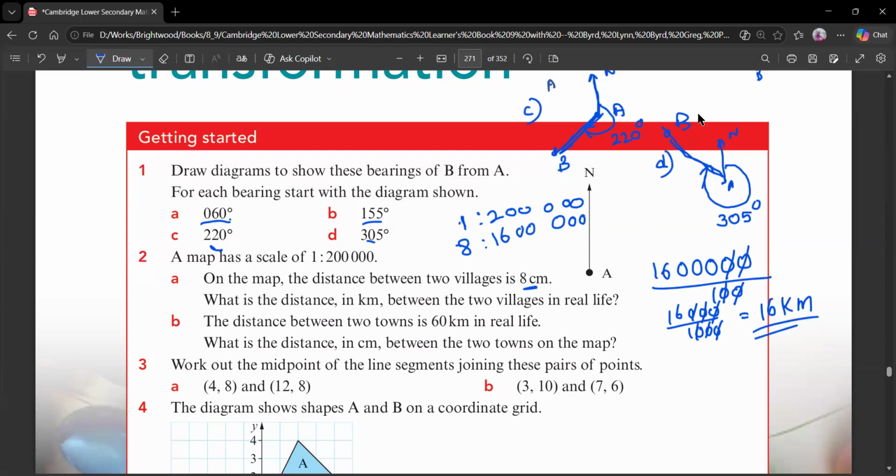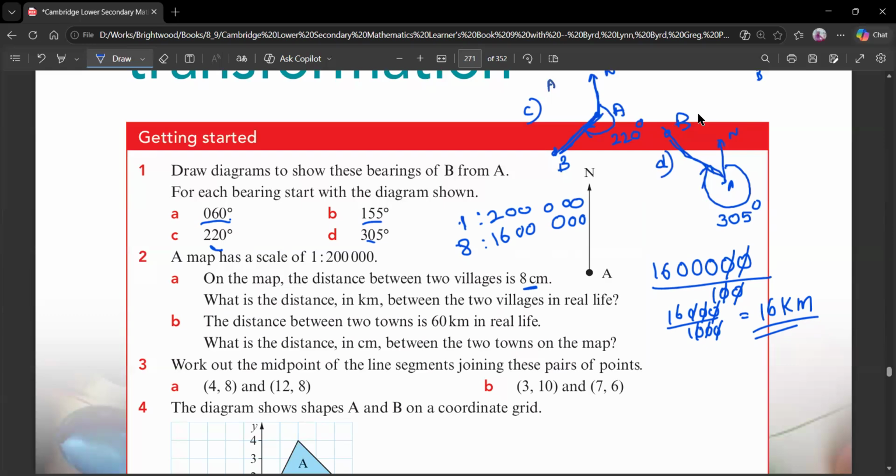Altogether, what is the distance in kilometers? In real life, it is 16 kilometers. Is that clear?